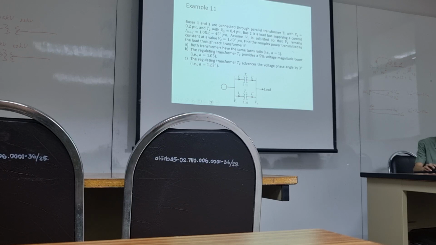Find the complex power transmitted to the load through each transformer if, the first one, A equal to 1. This is A, A equal to 1. The second one, T2 is a regulating transformer. It boosts the voltage by 5%, so A is 1.05. The third one, the magnitude is still the same, 1, but the phase angle changed by 3 degrees. How can you do this?